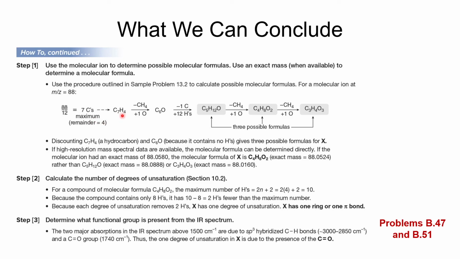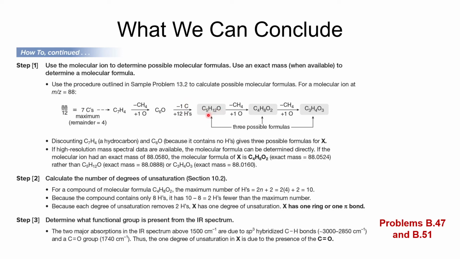Well, that's not very likely because we know it has oxygen in it. So if you take one carbon away and then add an oxygen, you could have C6O. Well, that seems unlikely too because we need a carbonyl, and we didn't have other carbon-carbon bonds. We have carbon hydrogen, so we need to have some hydrogens in there. So if you take one more carbon away and add some hydrogens, we get C5H12O.